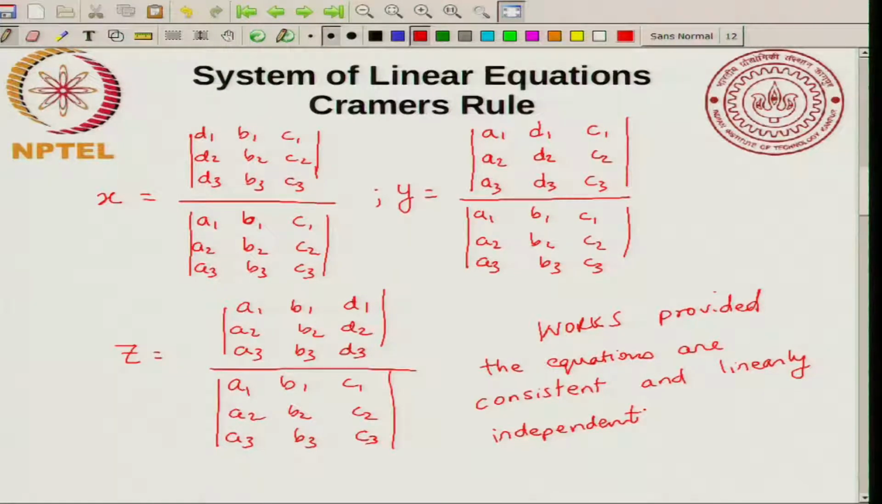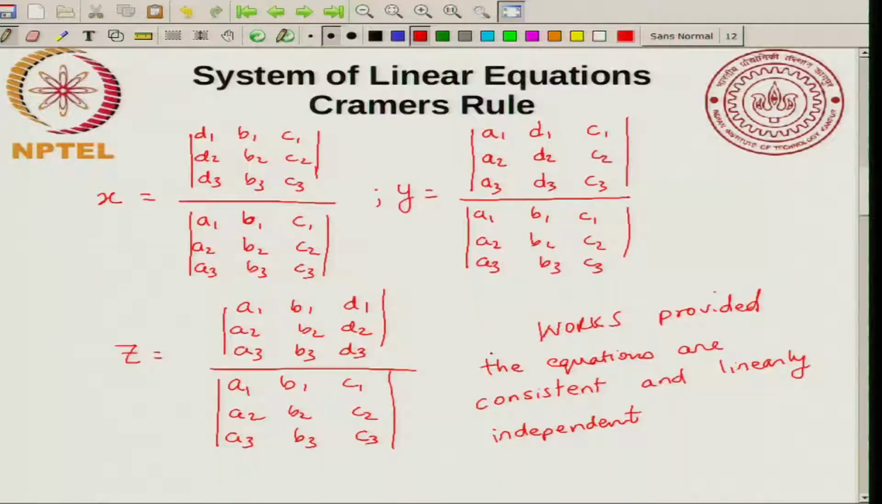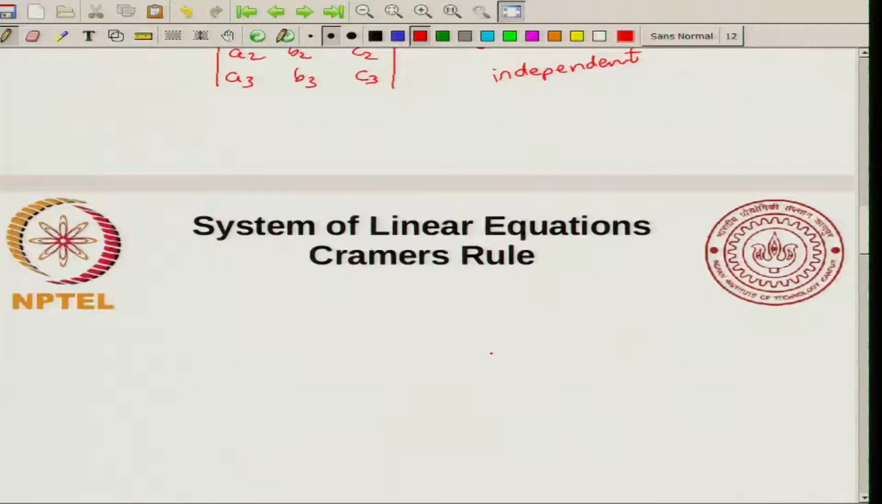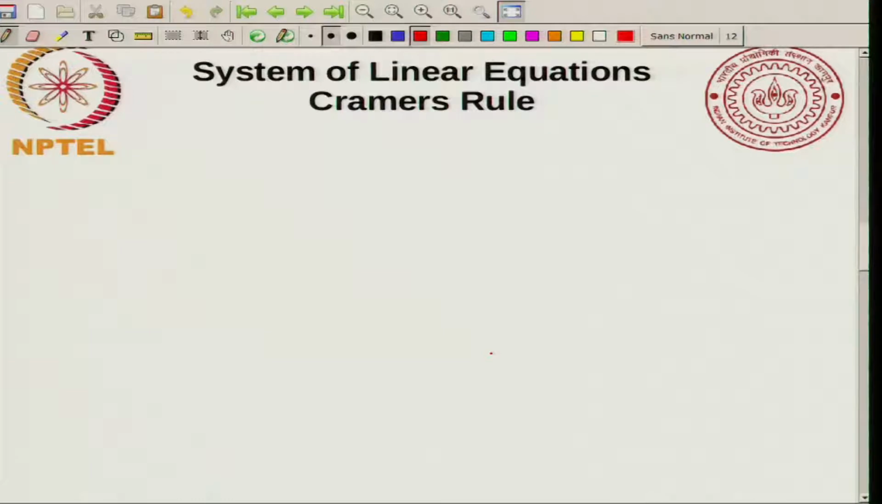Okay. So, what that means is that the number of equations should be equal to the number of unknowns, and the equations should be internally consistent. So, that is the condition for this. Now, I'll just come back to this idea of what it means for the equations to be linearly independent and what it means for them to be consistent.